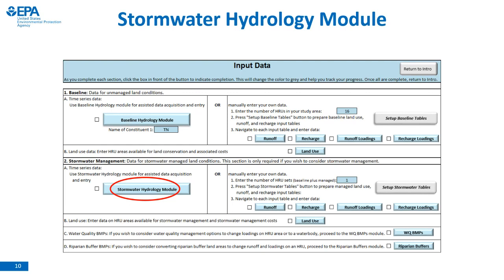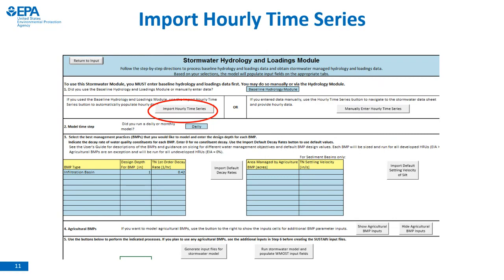So now I'm going to talk about the stormwater hydrology module using the automated fashion for defining the managed time series. If we click on this button, we come to this screen. We want to start out by importing the hourly time series, and we're going to run a daily model. WMOST can run either on a daily or monthly time step. Because stormwater runoff changes relatively rapidly, we want to choose the daily time step.